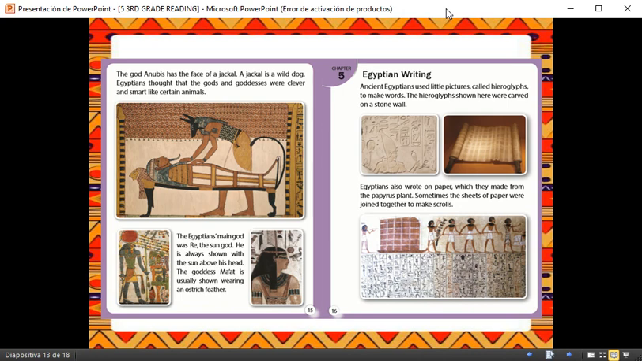The Egyptians' main god was Ra, the sun god. He is always shown with the sun above his head. The goddess Maat is usually shown wearing an ostrich feather.